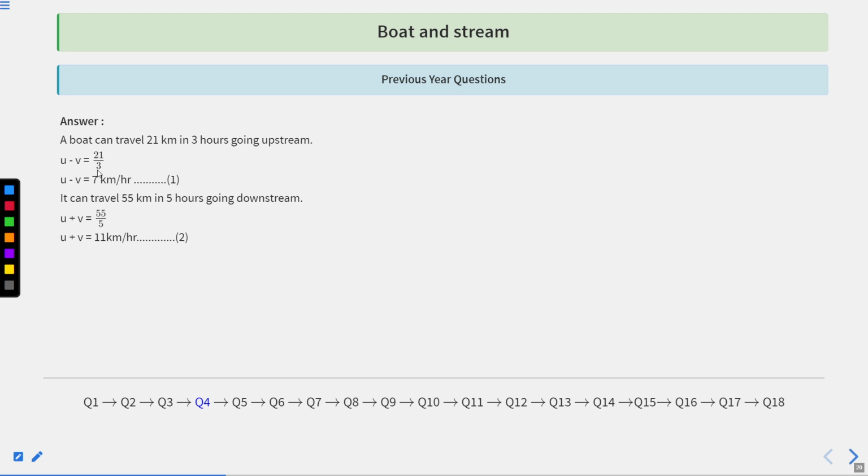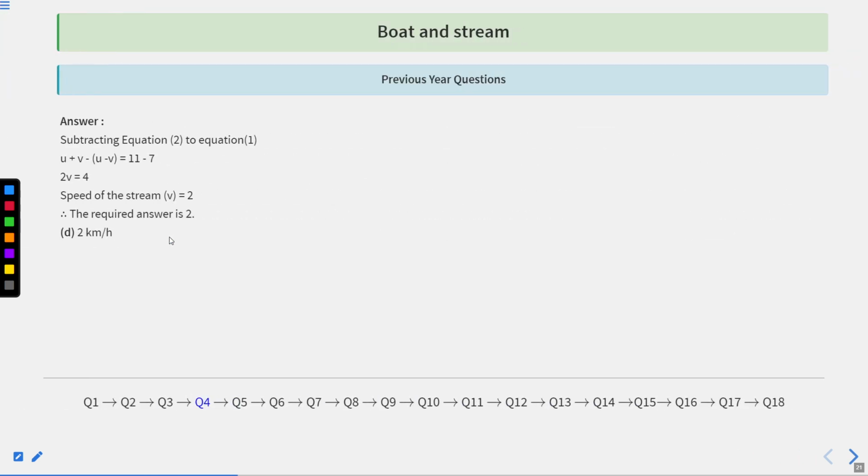Now, a boat can travel 21 km in 3 hours going upstream. That means u minus v equal to 21 upon 3. So u minus v equal to 7 km per hour. So this is equation number 1. And it can travel 55 km in 5 hours going downstream. So that is u plus v equal to 55 upon 5. So u plus v equal to 11 km per hour. That is equation number 2.